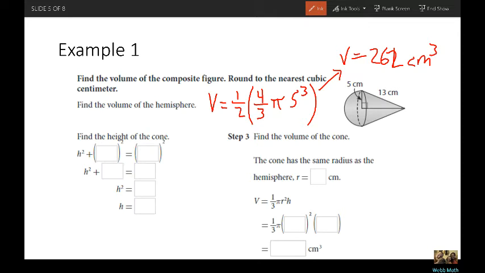Okay, so we found the hemisphere. Now we got to figure out the cone. Now the cone does not give you the actual height, it only gives you the slant height. So we actually have to use Pythagorean to find the missing piece. So we have 5 squared, and our hypotenuse is the 13 centimeters. 5 squared is 25. 13 squared is 169.